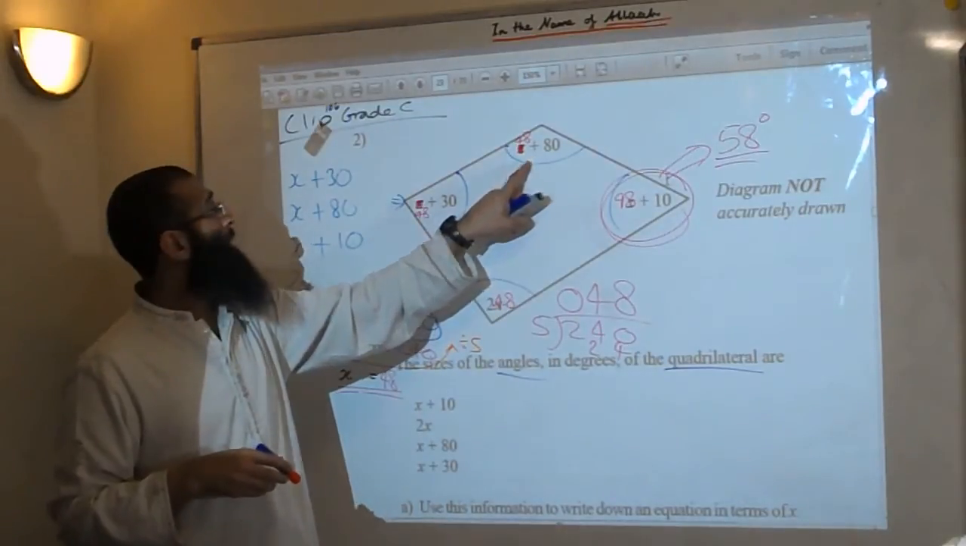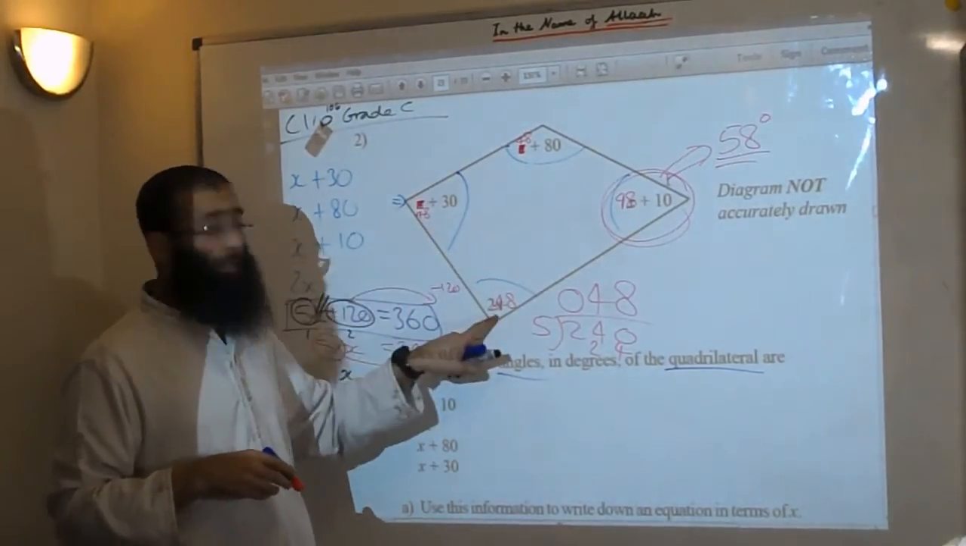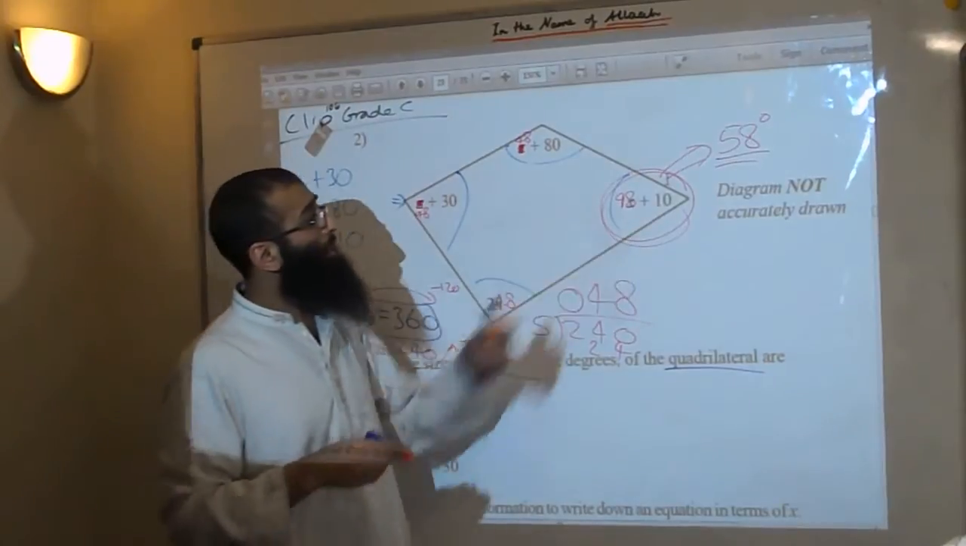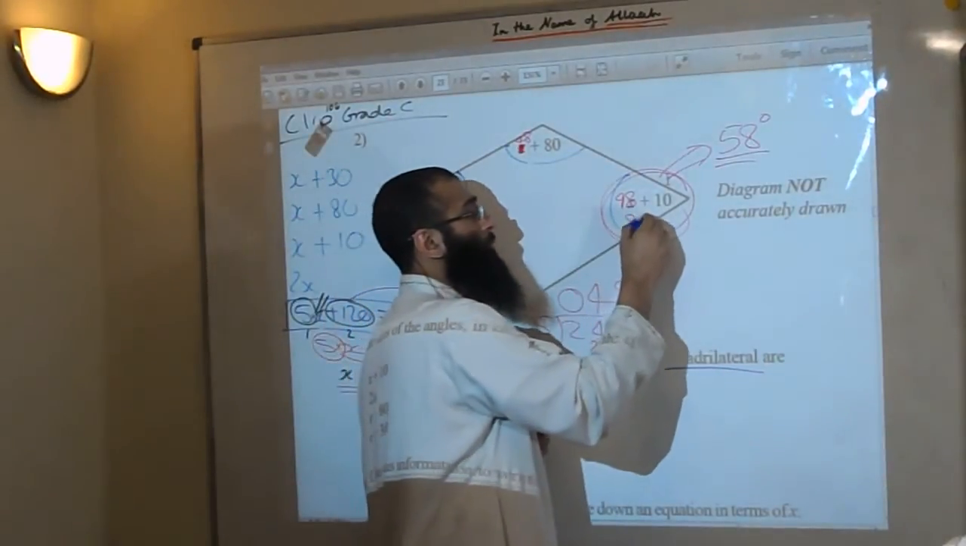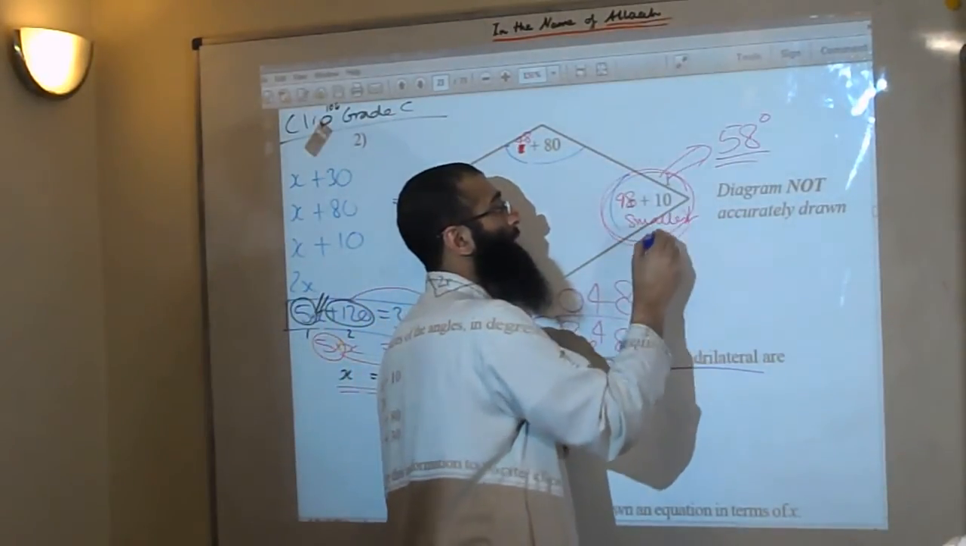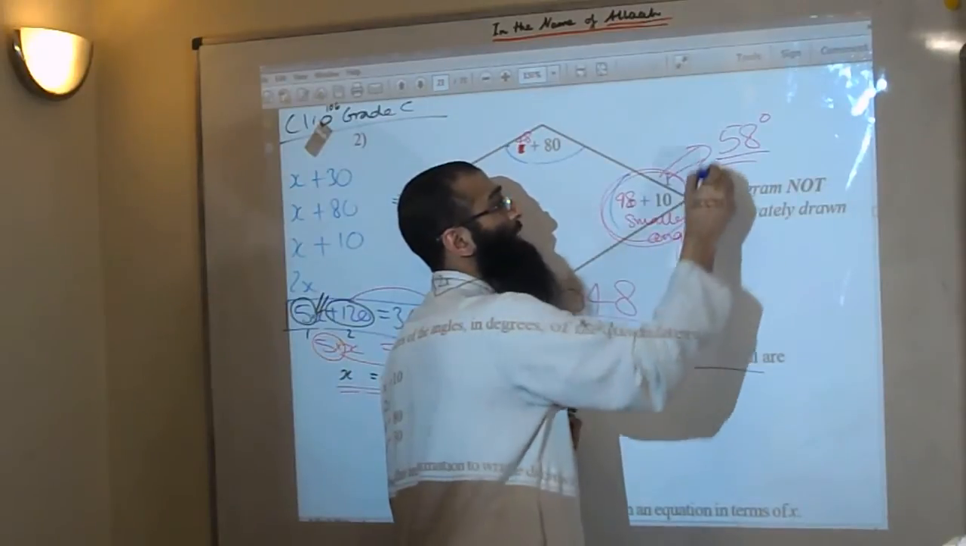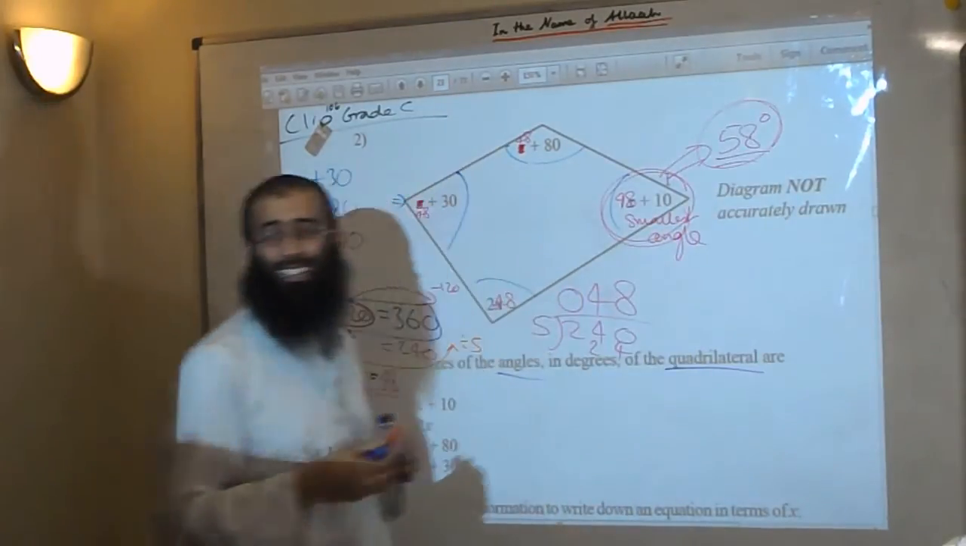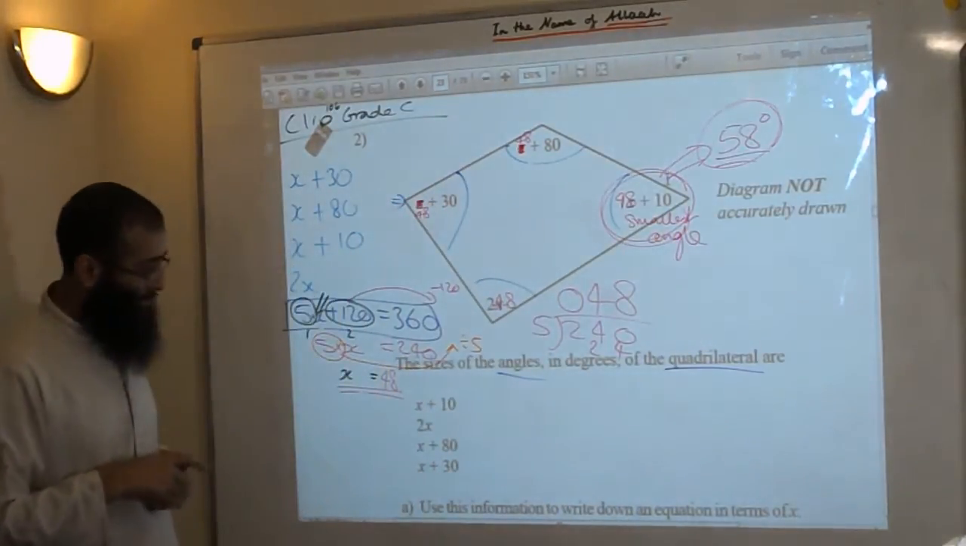That's really much more than 58, isn't it? This one? Yeah. And this one? Yeah. And definitely that one. So this one is definitely the smallest angle. The smallest angle has a value of 58 degrees for that question.